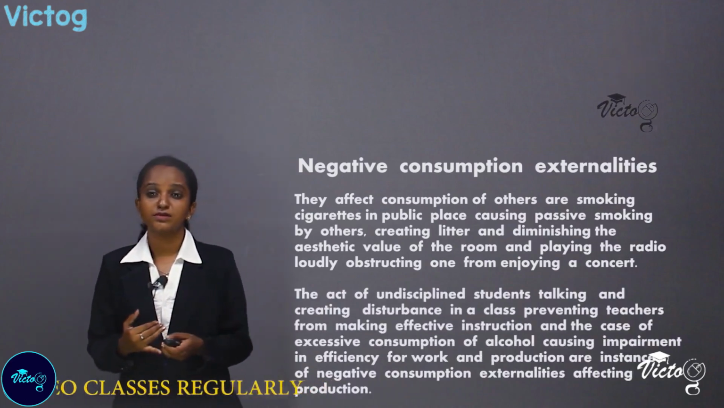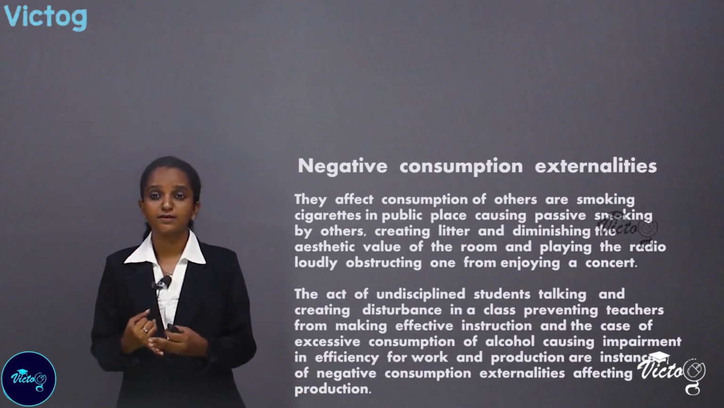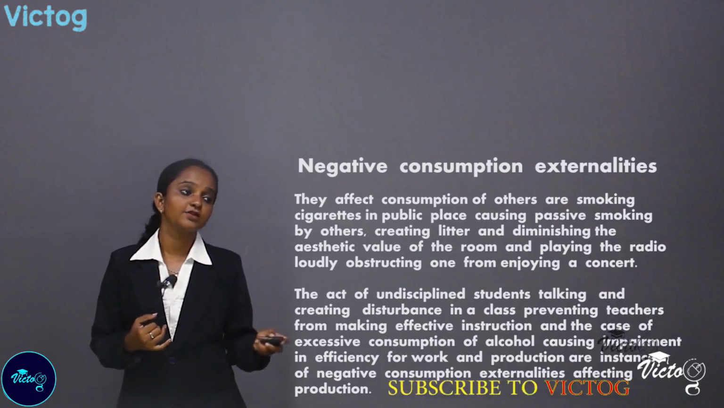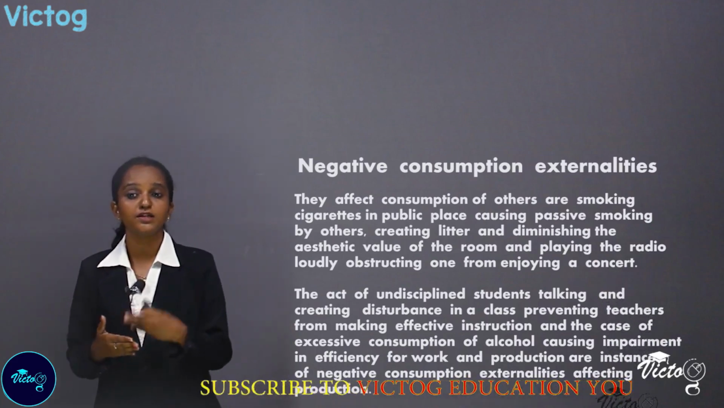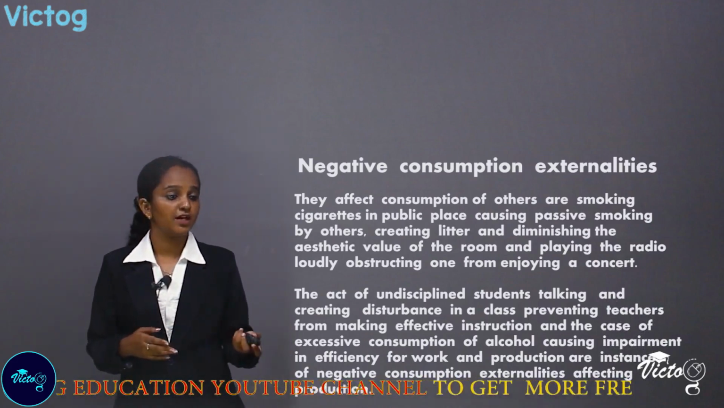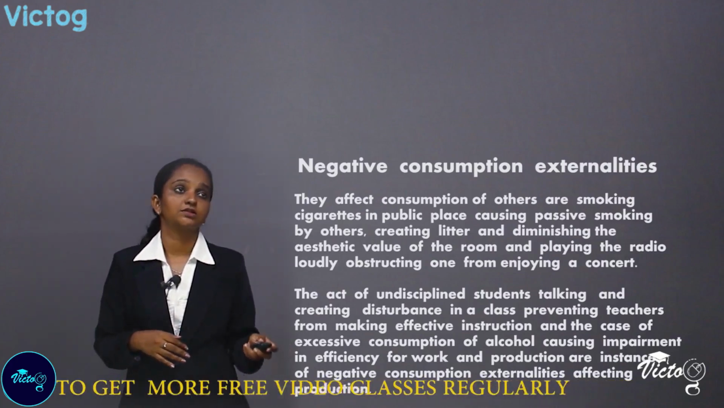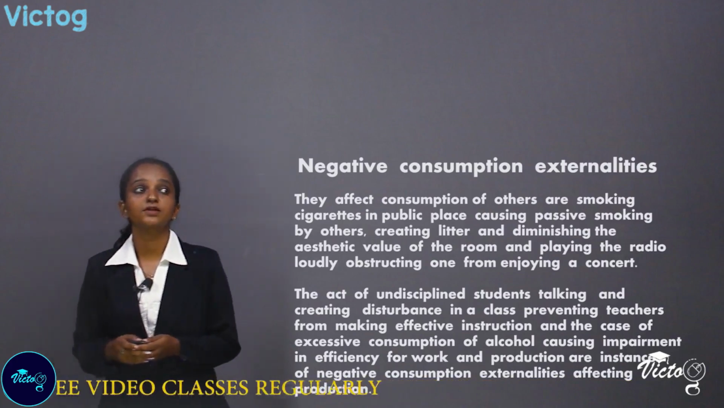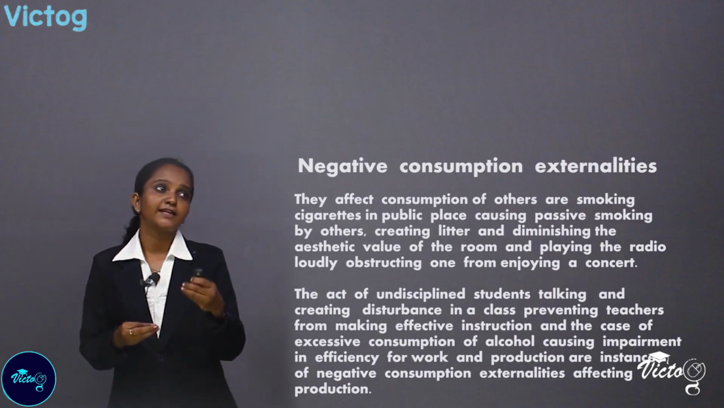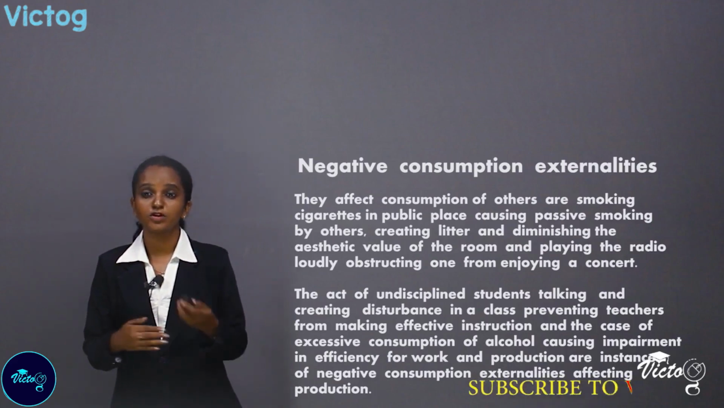Another example is an indisciplined student talking and creating disturbance in class, preventing the teacher from giving effective instruction, and the excessive consumption of alcohol that reduces the efficiency of a worker, which leads to lower productivity of that worker. All these are examples of negative consumption externality. So negative consumption externality imposes a cost on another person through the consumption of a particular commodity.